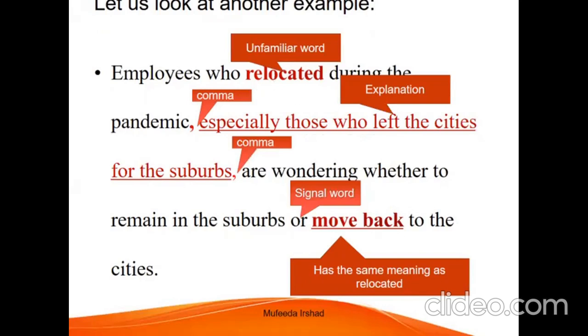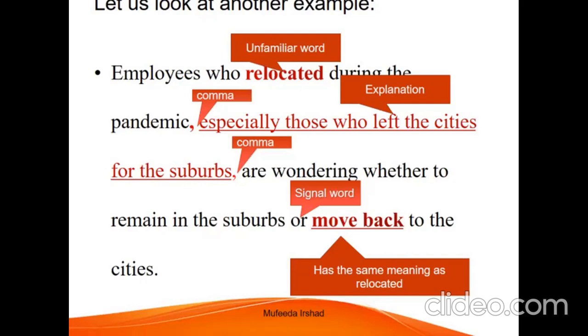You might have noticed that the writer has used the signal word or to introduce the alternative idea. The writer has also given us another clue. Can you guess what it is? Not only has the writer used a synonym clue, but has also explained what relocated means. He has used commas or punctuation clues in order to do so. Thus, in this example also, like the previous example, there are two context clues, aren't there?